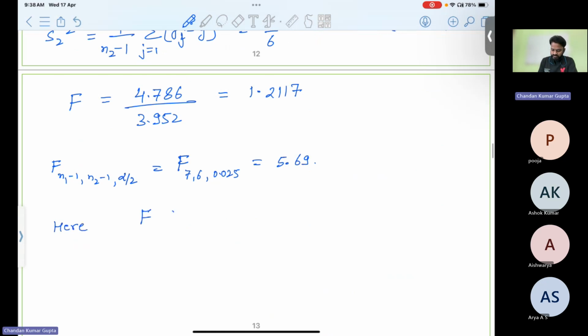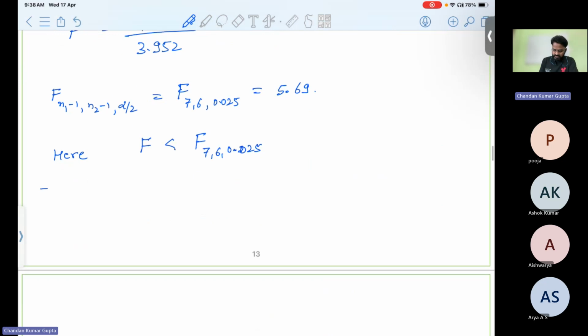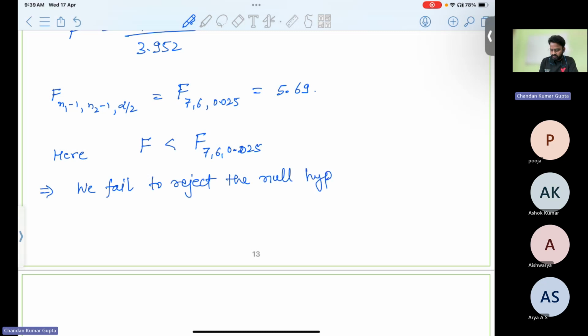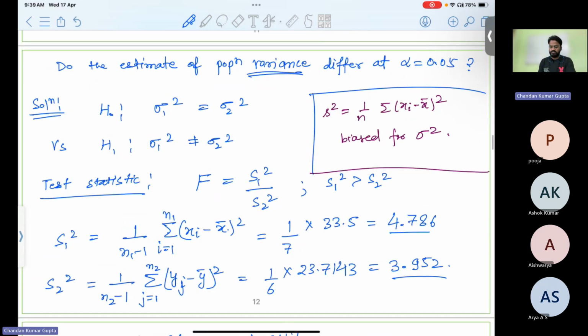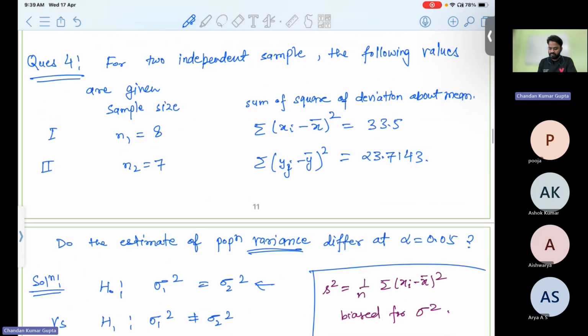So again, here the calculated F value is less than F at 7, 6, 0.025. So calculated is less, tabulated is greater. So this implies we fail to reject the null hypothesis. That means we accept the null hypothesis, that is, sigma 1 square is equal to sigma 2 square. So there is no difference between the population variances.